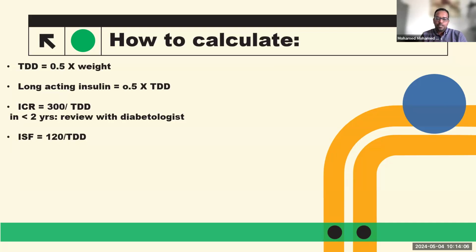The ISF is 120 divided by the total daily dose. Now, some references use 100, but let's just use 120 for the sake of this. I think it's the safer to use 120. It gives you more flexibility, and this is my experience.